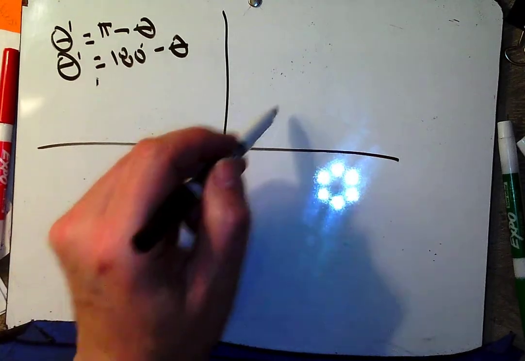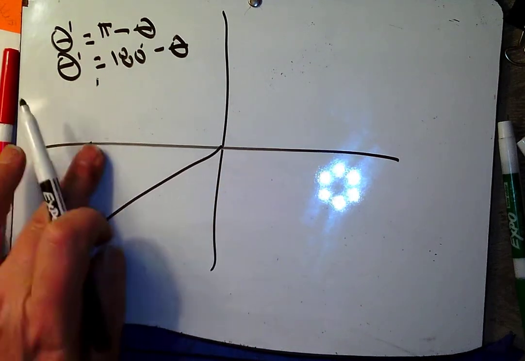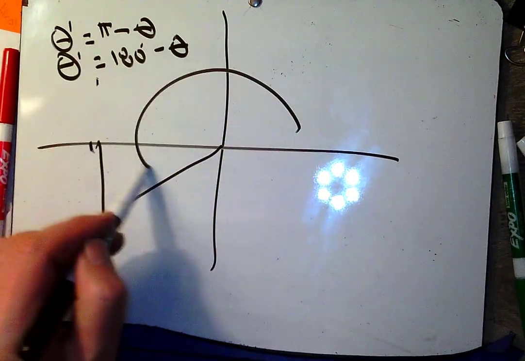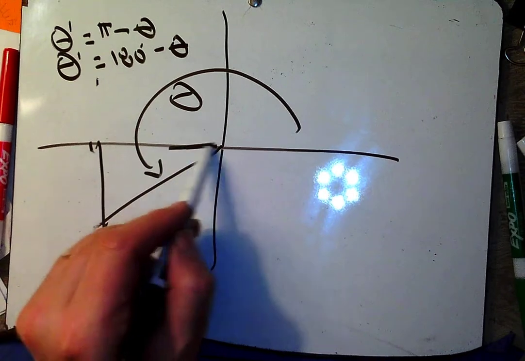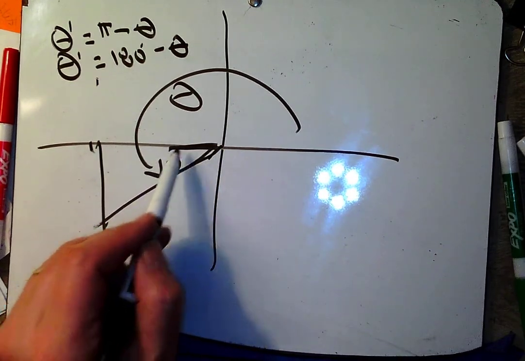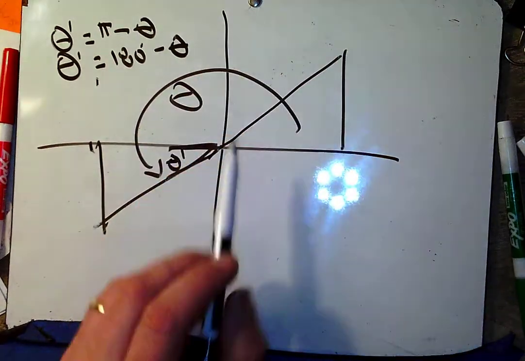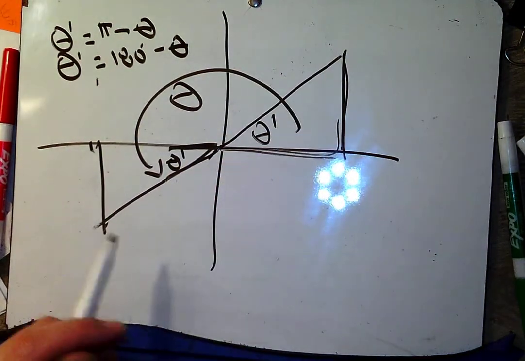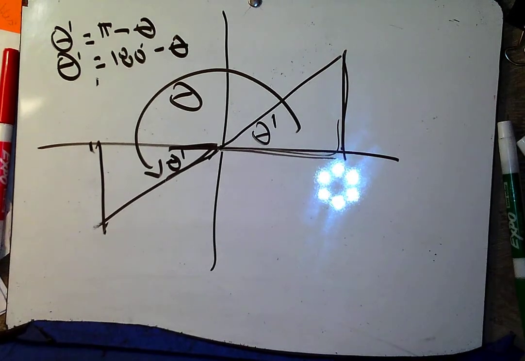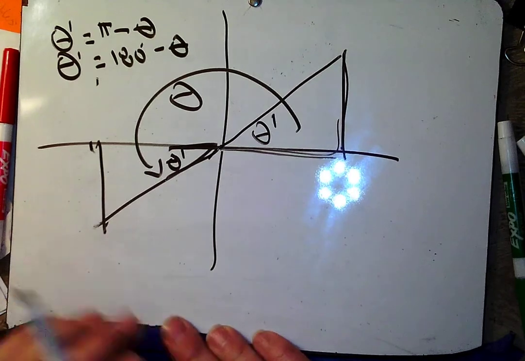Down here in quadrant 3, if I've got this angle, this is my theta, well, this acute angle here is theta prime. And I want an acute angle because that's in first quadrant, and therefore I can use the trig table in the back of my book, which goes from 0 to 90 degrees.